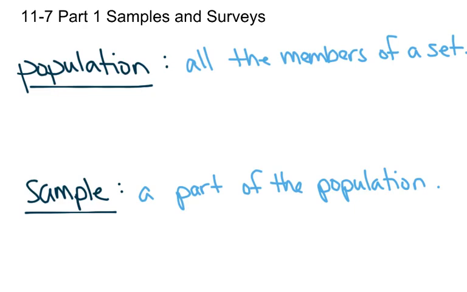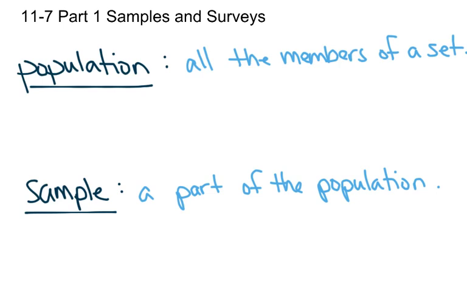In 11.7 Part 1, we're going to talk about samples and surveys. We're going to learn how to identify sampling methods, and we're going to recognize something called bias in samples and surveys. So we've got a lot of definitions going on.